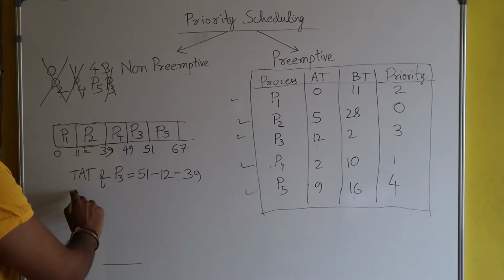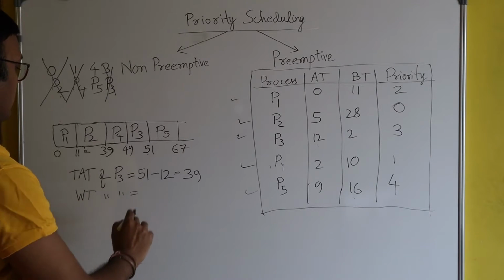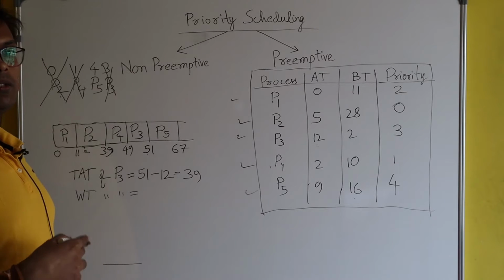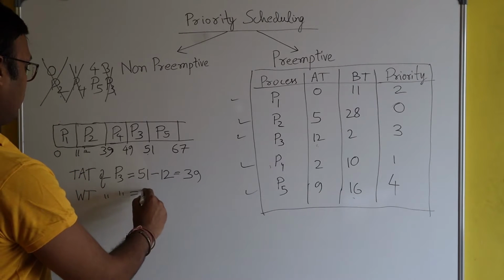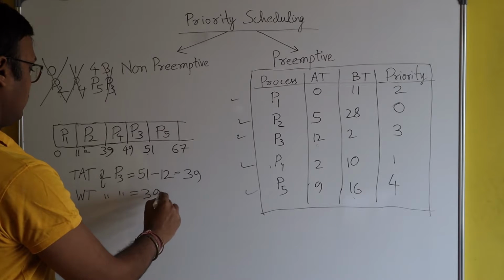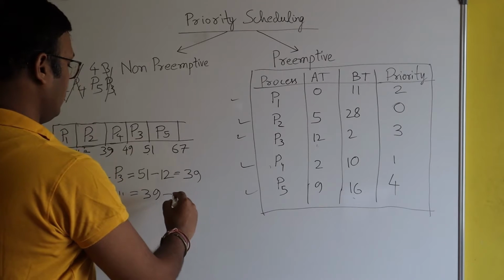What's the waiting time of P3? Simply turnaround time minus burst time. So here the turnaround time is 39, minus what's the burst time of P3? 2.